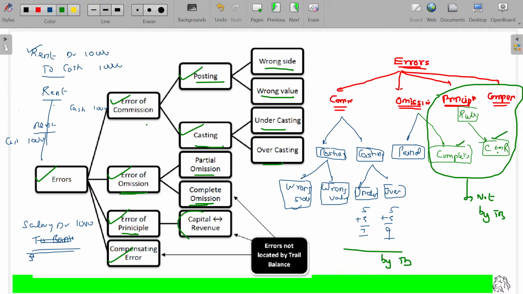In case of error of principle, a capital item may be considered as a revenue item or vice versa. Compensating error is nothing but there may be 2 errors. One error's effect in the trial balance will be compensated by another error. So that will be called a compensating error. These three cannot be located by preparing the trial balance. The rest can be located by preparing the trial balance. Is that clear?